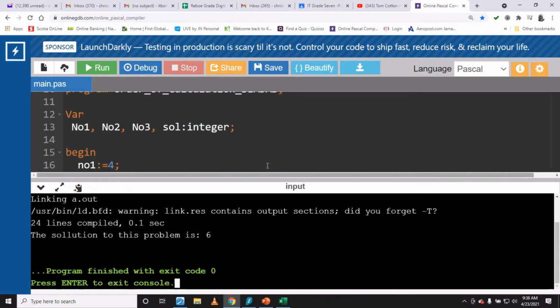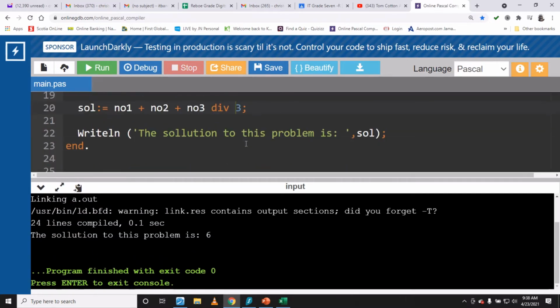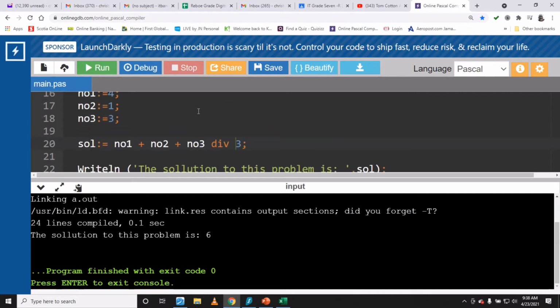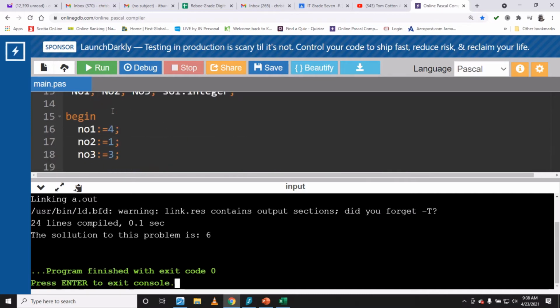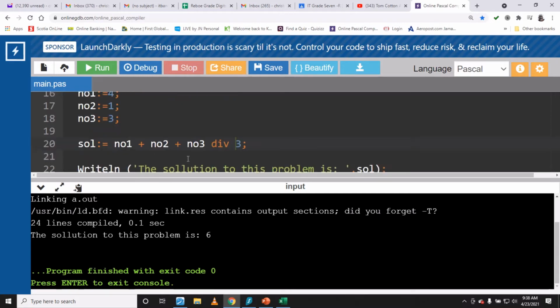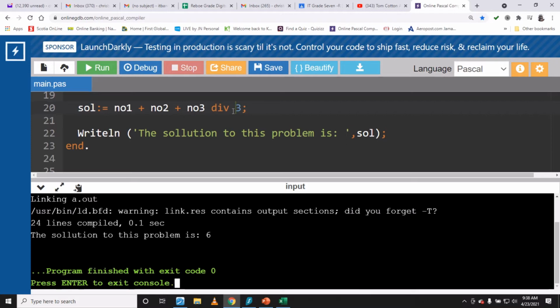And we get 6. Why is the answer 6? Because I said divide by 3. So in other words, what the computer did was to divide 3 by 3, 3 into 3 one time, and then add that now to num1 and num2. So 4 plus 1 is 5, plus 1 again, which is the 3 divided by 3, that now gives me 6.